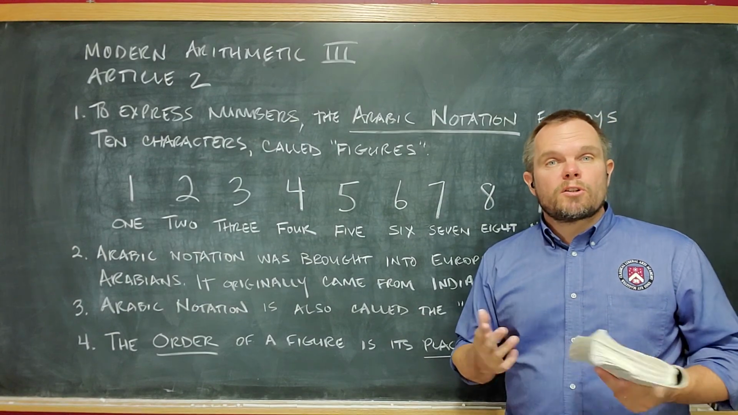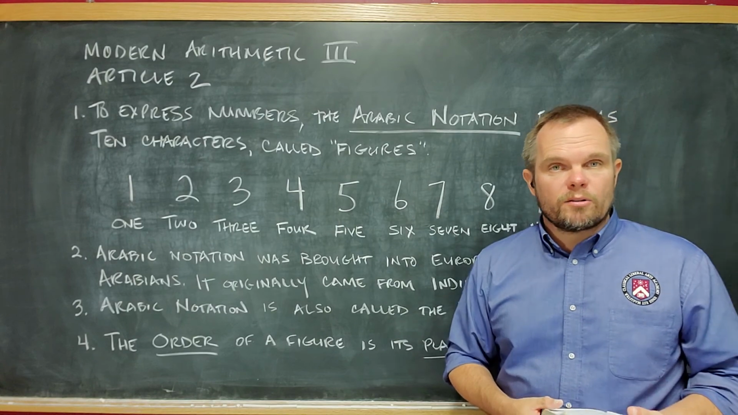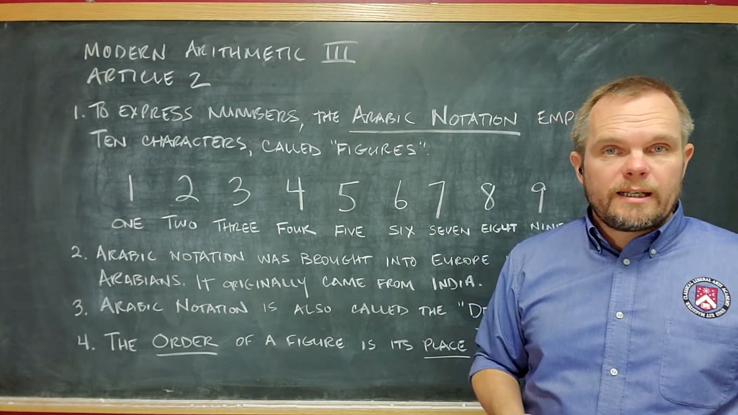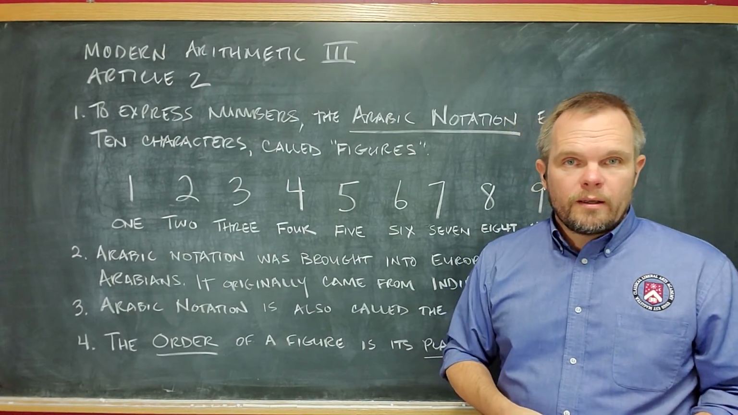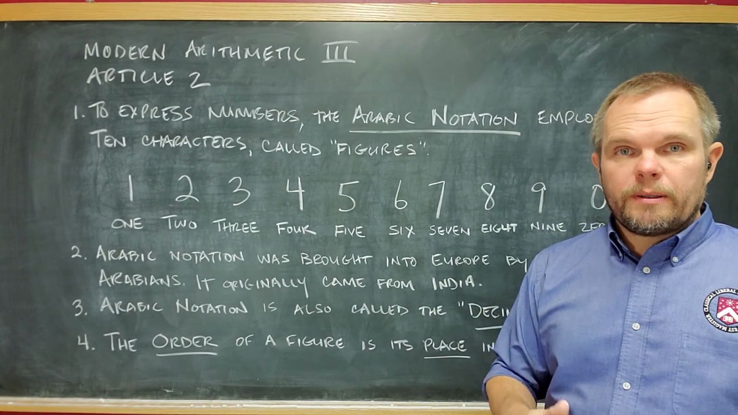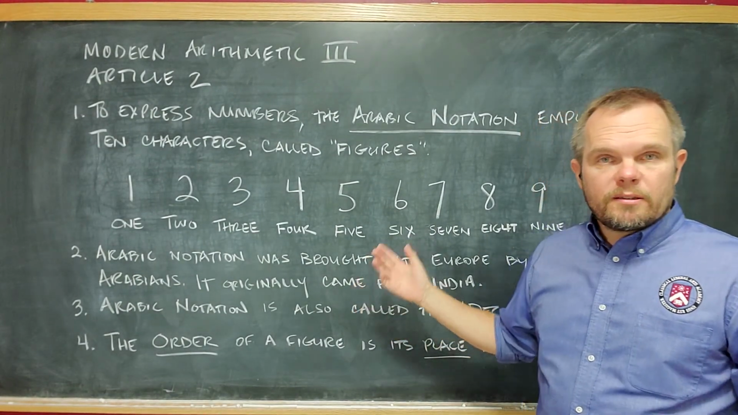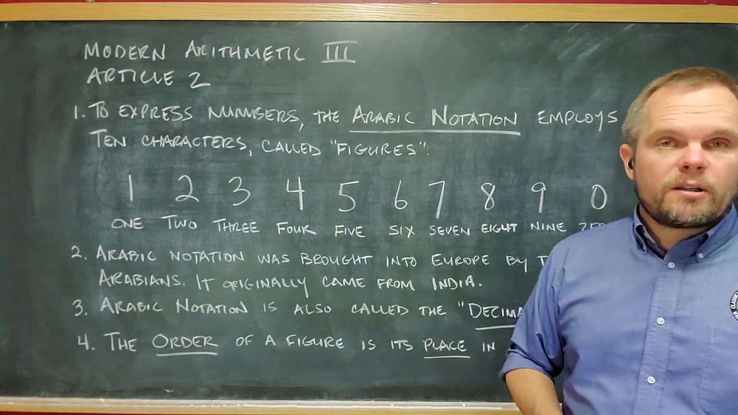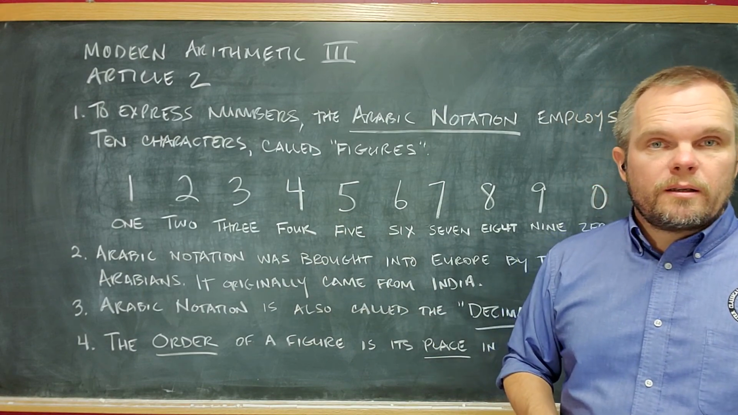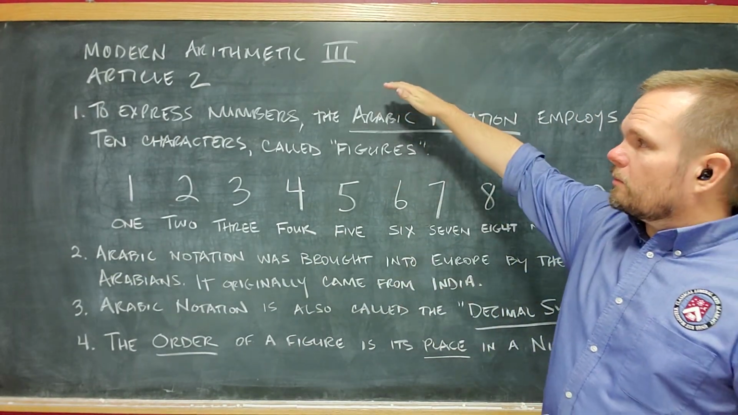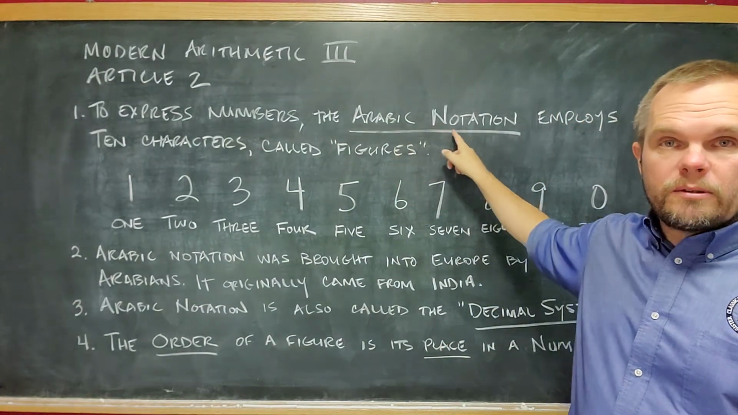We learned that there are two important ways that numbers can be expressed by characters, two systems of notation: the Arabic system of notation and the Roman system of notation, Arabic and Roman. And I said that in our future lessons, we're going to study how to express numbers using the Arabic notation and later the Roman notation. In article number 2, we begin our study of Arabic notation.